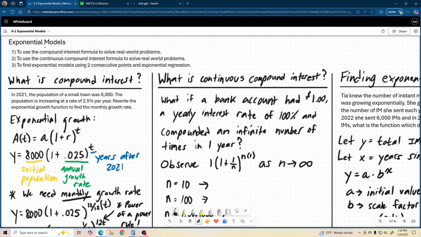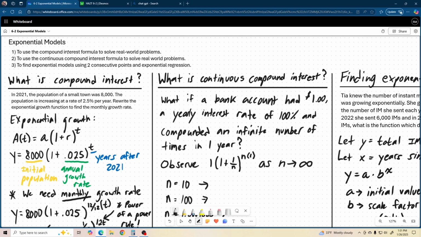Today we are going to do the following. We are going to use the compound interest formula to solve real-world problems. We are going to use the continuous compound interest formula to solve real-world problems. And we are going to find exponential models using 2 consecutive points and exponential regression. Alright, so let's start with the first one.